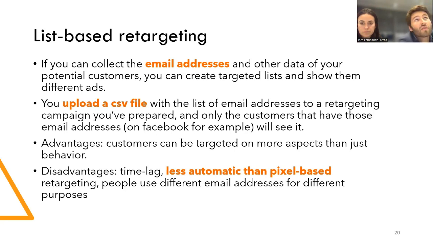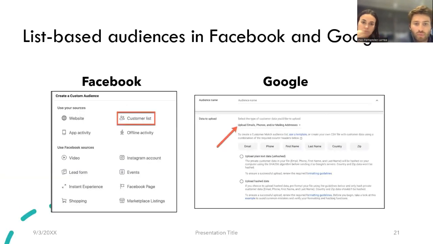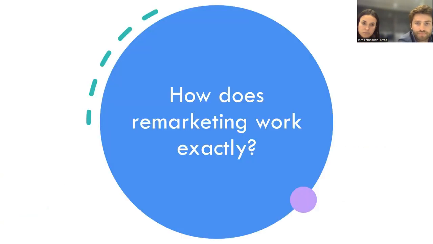And the last thing is that people normally use different email addresses. So if you use this type of retargeting, you will have to replicate the number of emails as the number of emails which they have. And here we can see examples of how this would work on different platforms, such as on Facebook or on Google. So we've shown you how retargeting works. Now let's talk about how remarketing works.